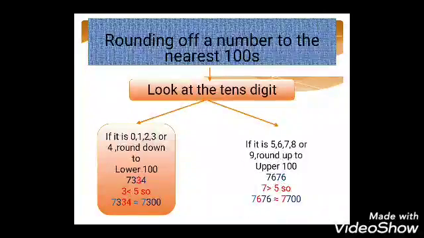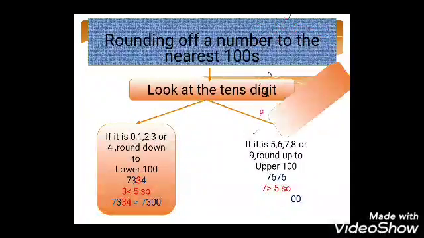If it is 5, 6, 7, 8 or 9, it is rounded up to the upper 100. So look at the digit at the tens place, that is 7. 7 is greater than 5. So 7,676 is rounded up to 7,700.